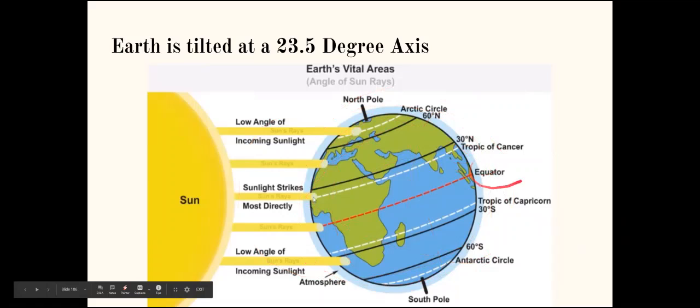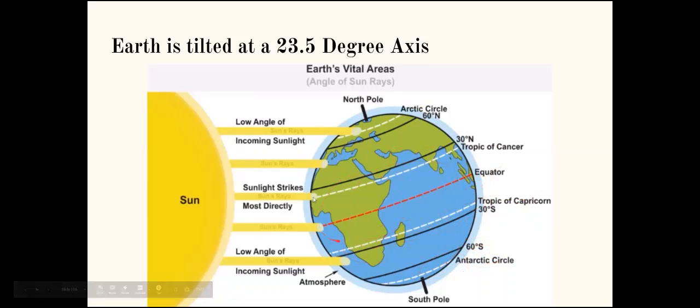We have the equator, which is at 0 degrees. It is generally considered the middle of the Earth. And then as you go up north, you have the Tropic of Cancer, which is at about 30 degrees north over here. And the Arctic Circle, which is at around above 60 degrees north up here. In the southern hemisphere, you have the Tropic of Capricorn down here, and the Antarctic Circle down here.